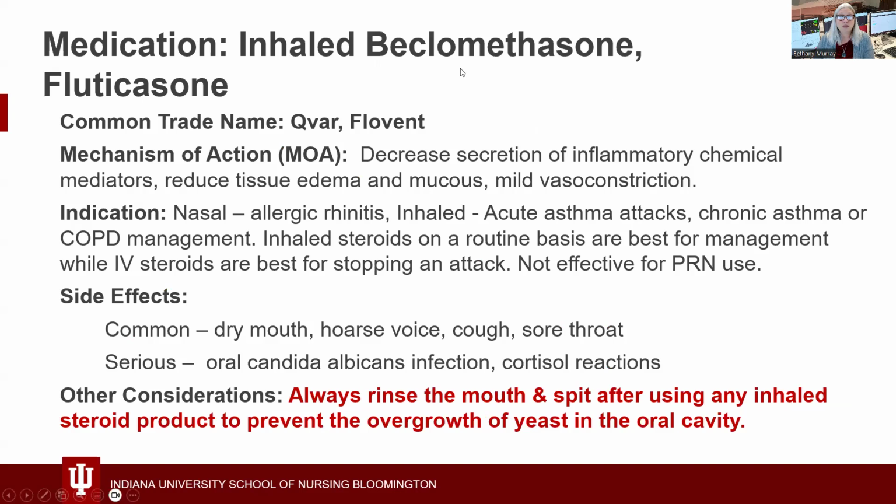Okay, so we mentioned beclomethasone and fluticasone as a nasal spray, and here we come back to it as an inhaler. So typically now we're using these as inhaler medications, not as nasal sprays. They decrease the inflammation. For inhaled, they're indicated for acute asthma attacks, chronic asthma, or COPD management. IV steroids are best for stopping attacks. So these are not good medications. An inhaled steroid is not going to be particularly helpful for PRN use because it's not going to be rapid acting enough like an IV steroid is going to be. You can see the common side effects of any inhaled thing: dry mouth, hoarse voice, cough, sore throat.